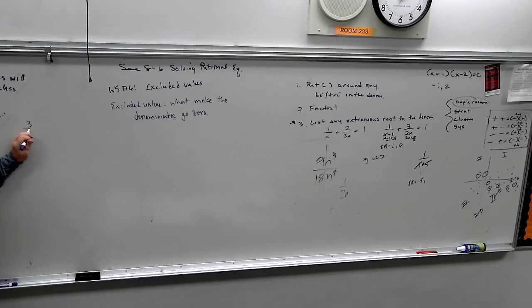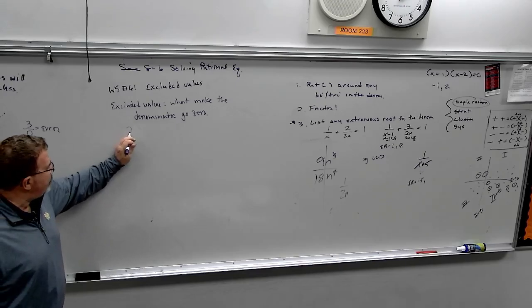If you have a calculator handy, can you take 3 divided by 0? What is that? It's nothing. It's undefined. It's impossible. If you type this on your calculator, what does it say? It says error, okay? There's no way you can do it. So we call that an excluded value. Whatever makes that go to 0 is excluded because it's impossible to do, okay?